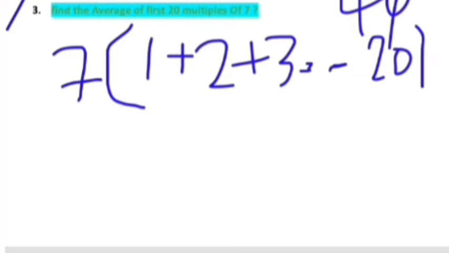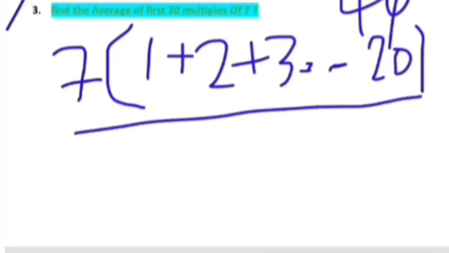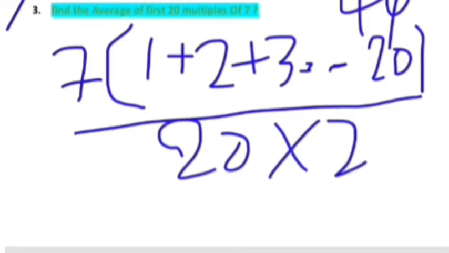Divided by 20 into 2. Why are we writing 20? Because he is asking for the first n multiples, 20 multiples. The actual formula is n of n plus 1 by 2, so I'm also writing this 2 in the denominator. Calculate this, and the answer is going to be very easy.